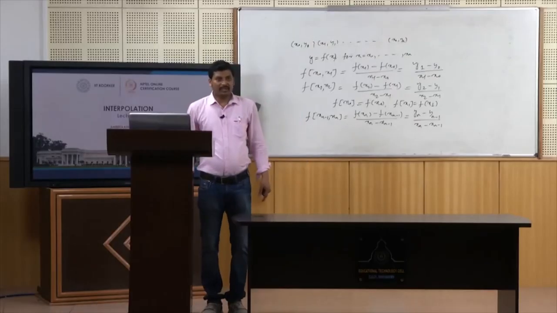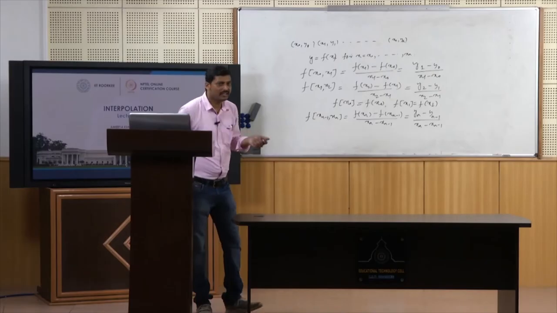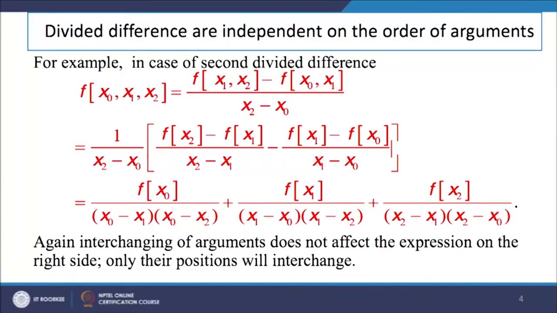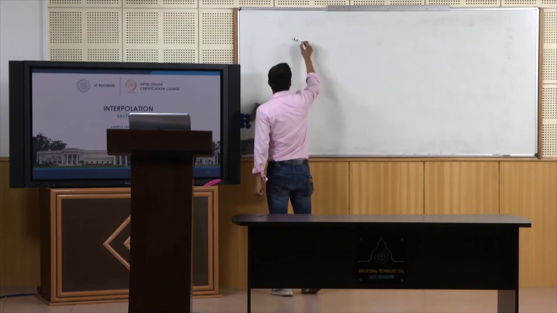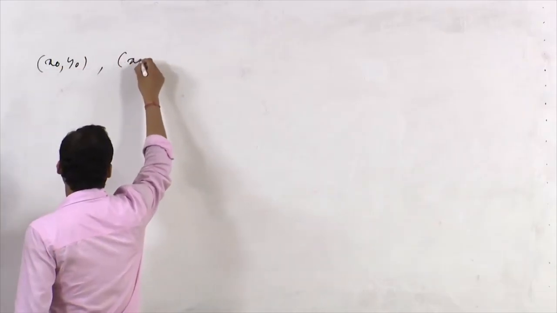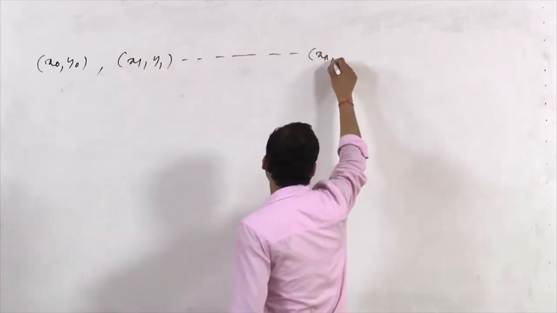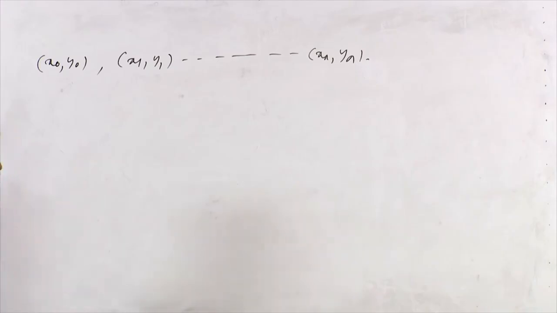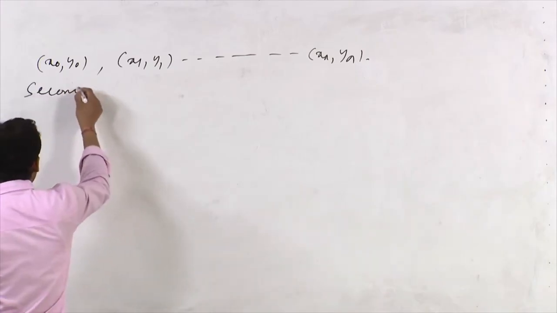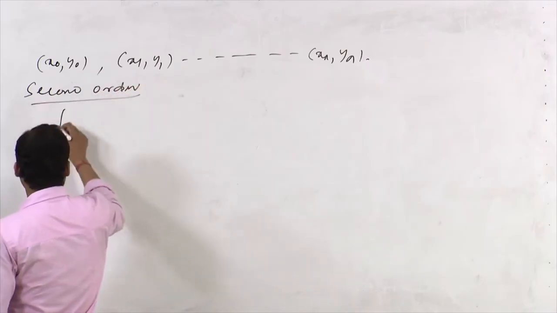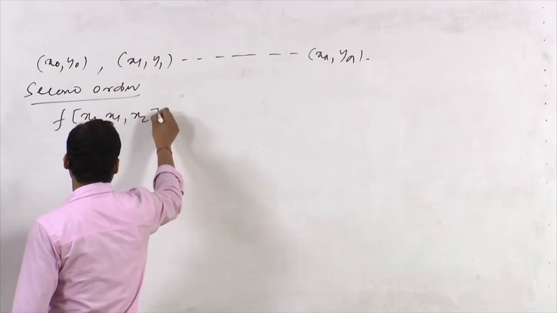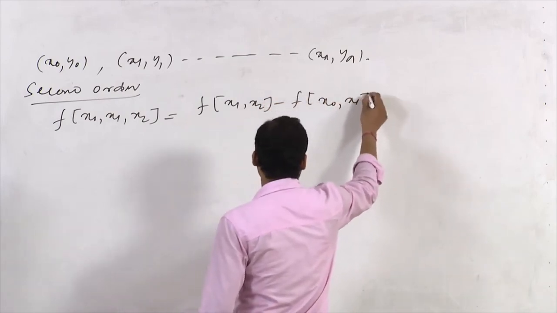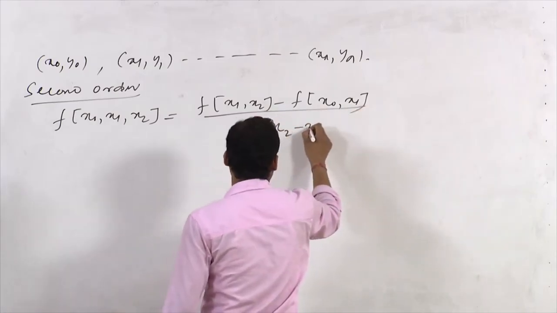These are all called first order divided differences. If we go for second order divided differences, with the points placed at x0, y0, x1, y1, up to xn, yn, and we consider three points at a time, say x0, x1 and x2, then the second order divided difference f of x0, x1, x2 is f of x1, x2 minus f of x0, x1 divided by x2 minus x0.